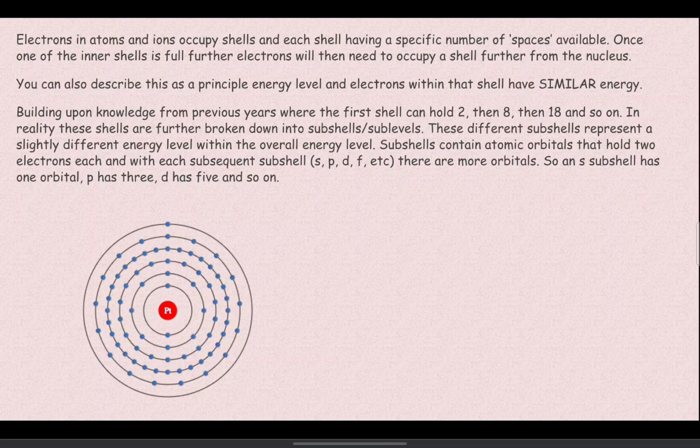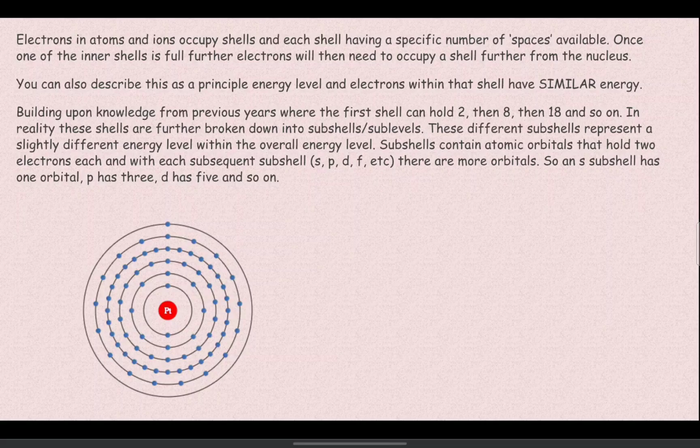Electrons in atoms and ions occupy shells, and each shell has a specific number of spaces available. That's a good way to think about it. Once one of the inner shells is full, further electrons will then need to occupy a shell further from the nucleus. This can also be described as the principal energy level, and electrons within that shell have similar energy. So electrons inside the second shell will have similar energy.